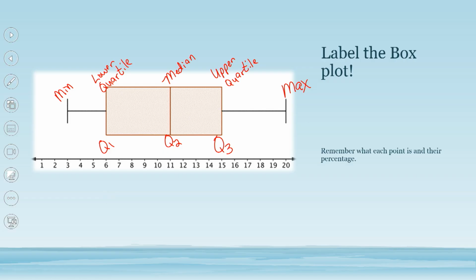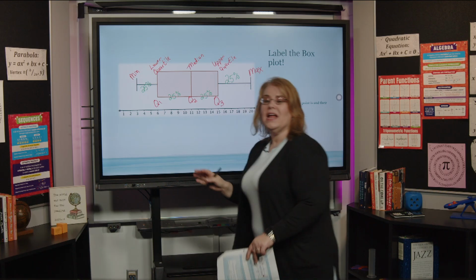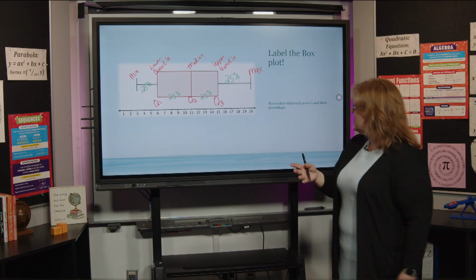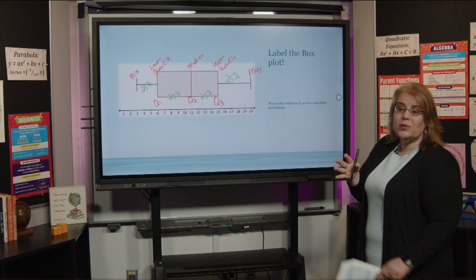Now, from my minimum to my Q1, we said is 25% of my data. From my Q1 to my Q2 is another 25% of my data. From my middle or median to Q3 is yet another 25% of my data. And then from my upper quartile to my maximum is the last 25% of my data. And if you know anything about a dollar, 4 quarters or 4 25s give you a whole. So that's what we mean when we're talking about the percentages.